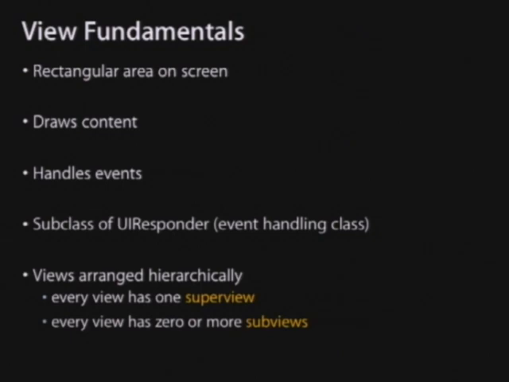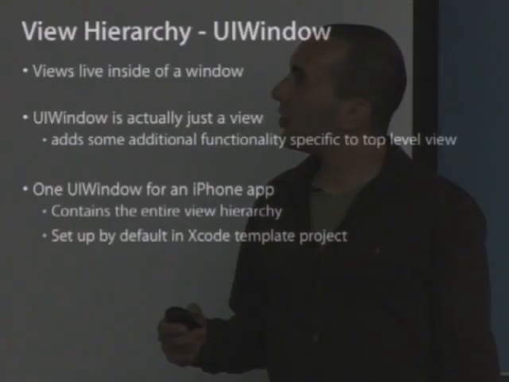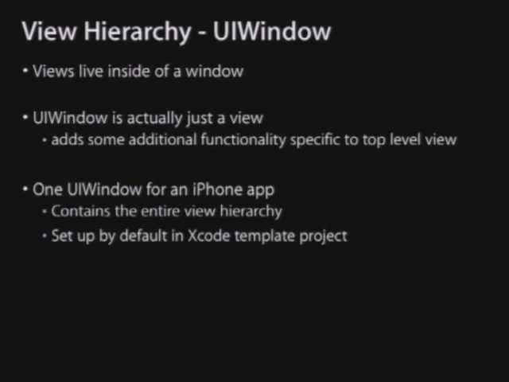And views are arranged hierarchically. So you have a tree of views. Every view can have 0 or more subviews, and every view has a superview, if that view has been put into a superview. And the root of that tree is a UIWindow. So every view lives inside of a window. UIWindow really is just a subclass of UIView with some additional functionality for being a top-level view.